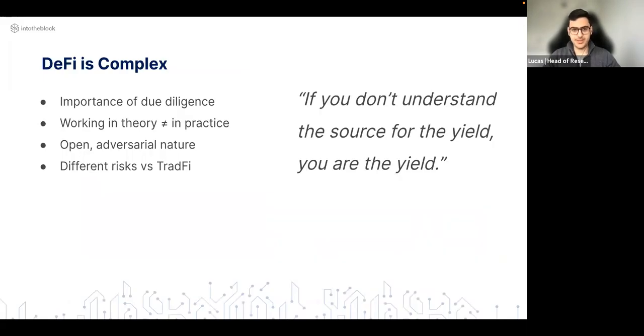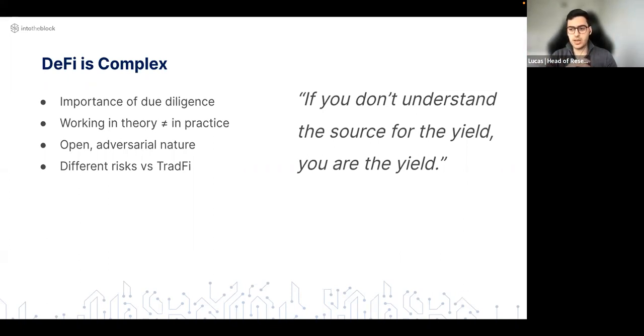DeFi is complex. I think most of us know this, but it's good to emphasize it and start there. It's very important to do your own research, as cliche as it's become. It's important to understand who's behind a protocol, what the actors within it are, and what the dynamics are between those supplying liquidity, for instance, and those that are borrowing or trading. If you're looking to get yield, it's important to know the sources of the yield to understand, one, how sustainable it is, and two, if there are any risks that you can get from it.